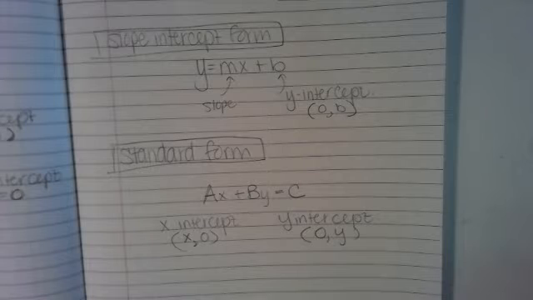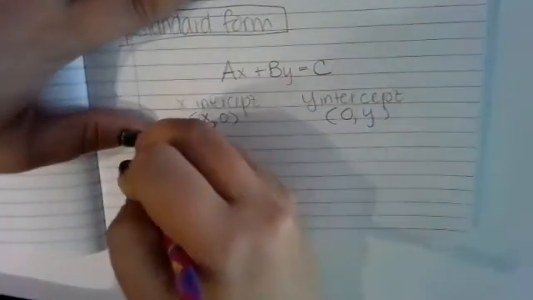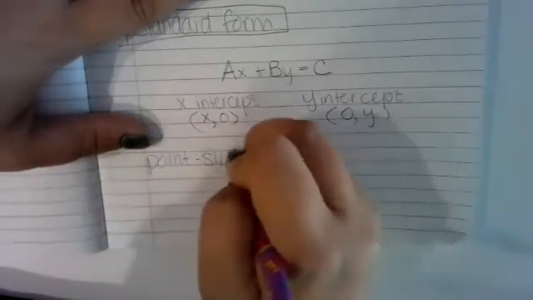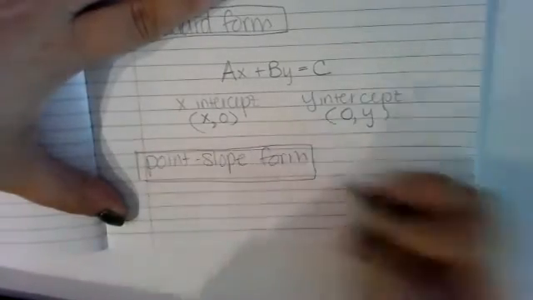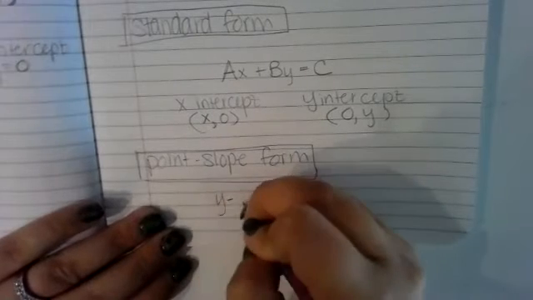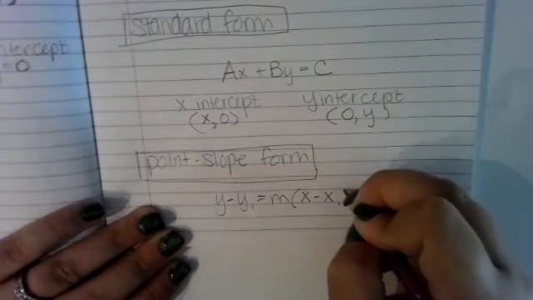Any questions about any of this? This is all review. This is what we've been working on for what feels like the entire school year at this point. So then my last form is called point slope form, and point slope form looks like this: y minus y1 is equal to m times x minus x1.